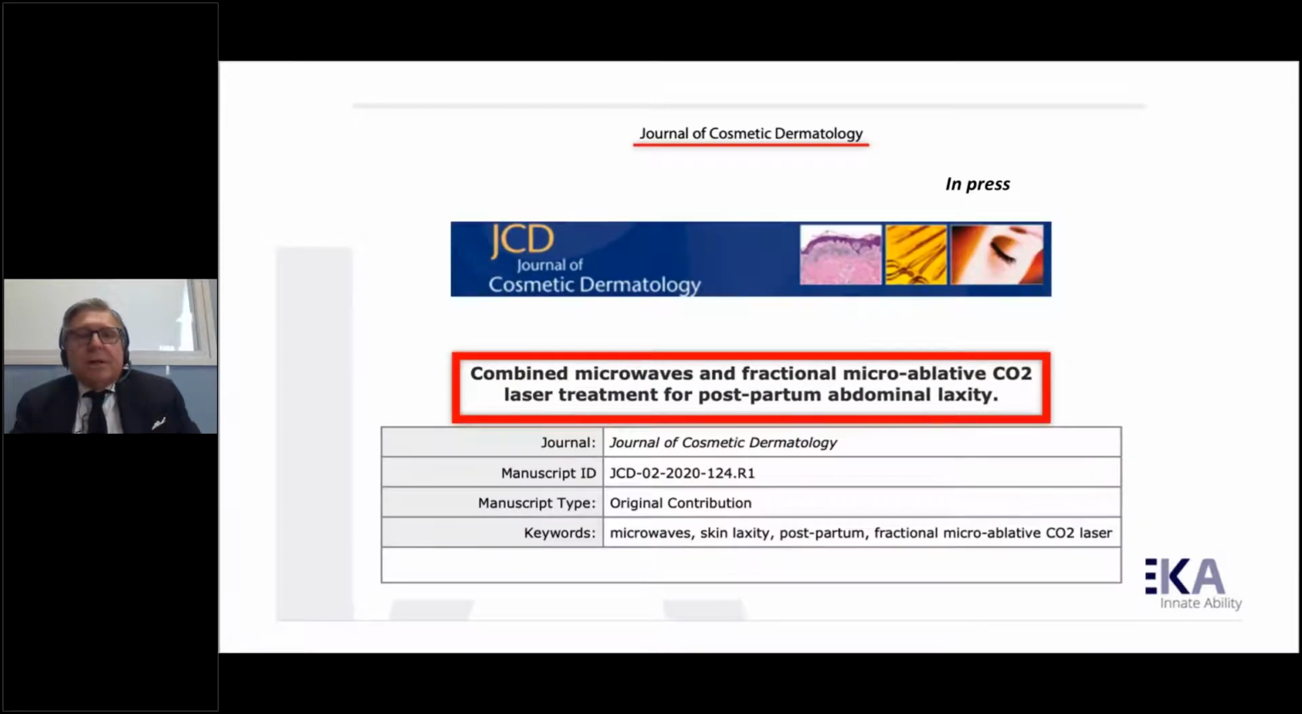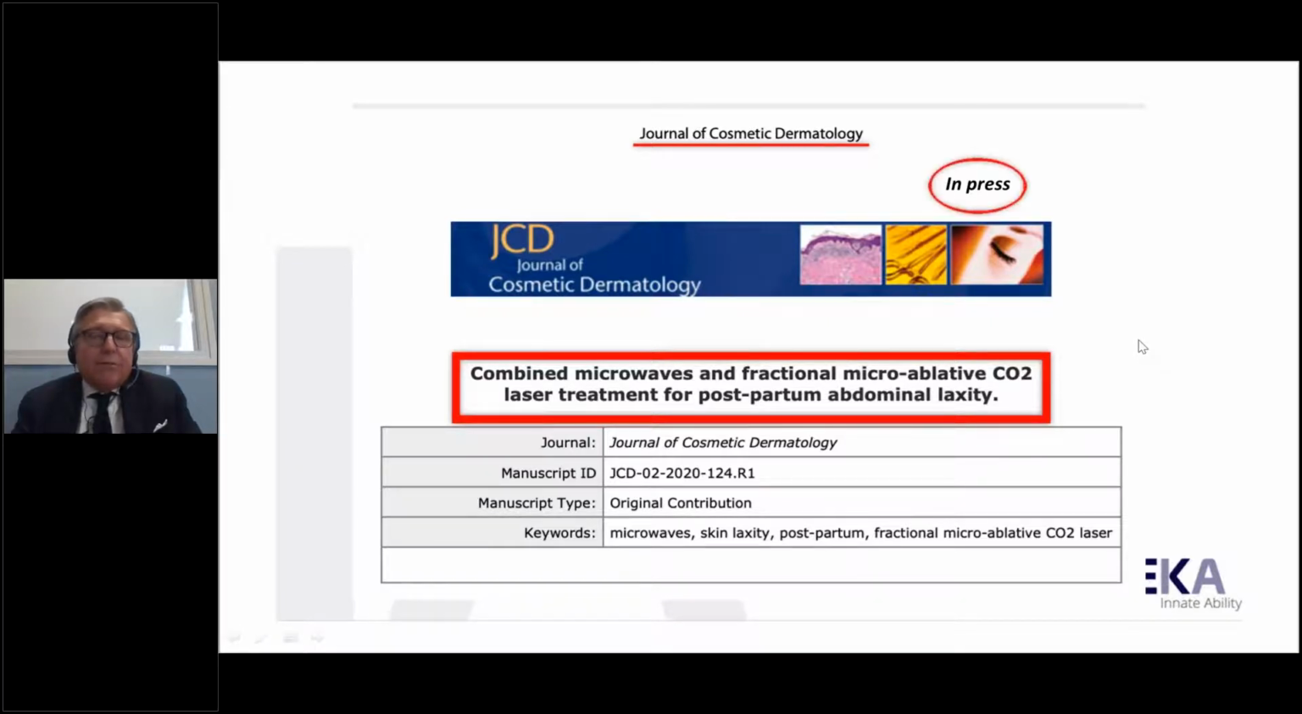This is a very interesting study that we are publishing in the Journal of Cosmetic Dermatology, and it is about the combination of the fractional CO2 laser with the microwaves. Microwaves are one of the new products of Deka. The name is Onda. It's very promising. It is already a confirmation because we have been using Onda for the last 3 years with very good results.